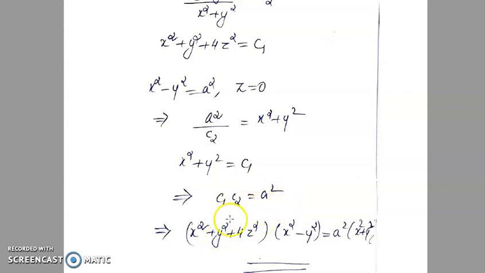So this is free from x, y and z. So now substitute back c1 and c2. So that gives me the particular integral surface which passes through the given curve. So hence this is the orthogonal surface to the given family of surfaces. Thank you.